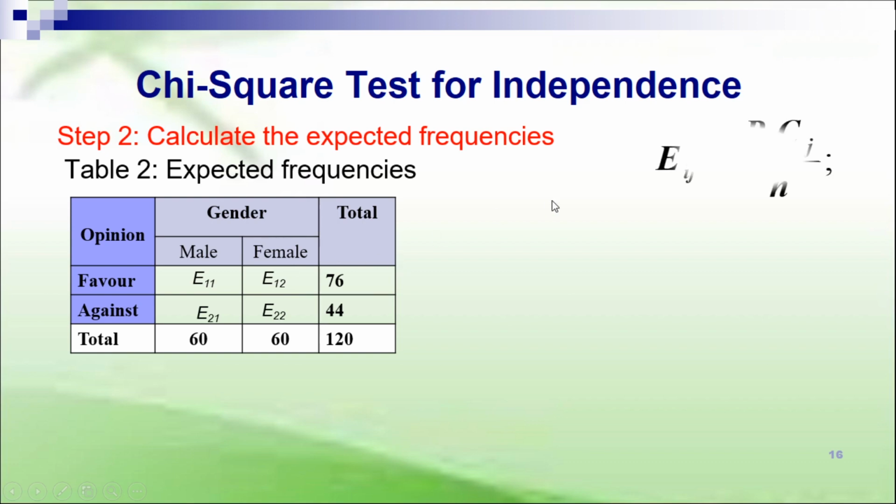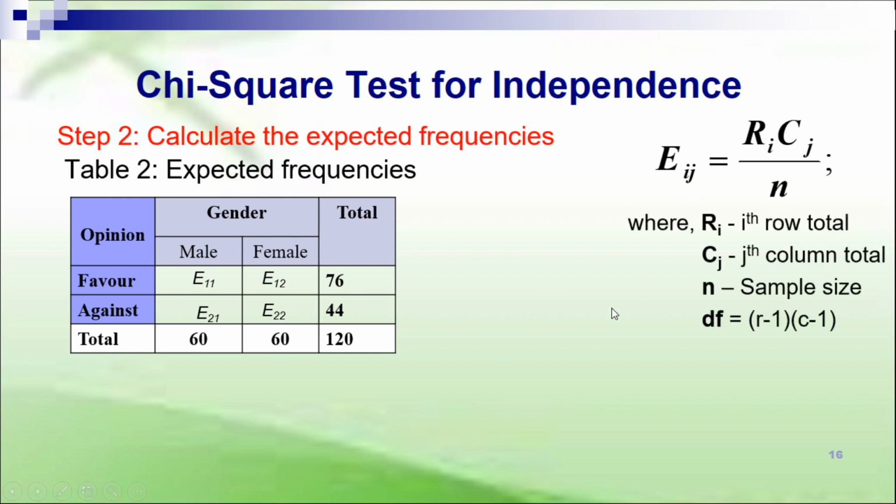Then see how you calculate E11. This is the general formula: Eij equals Ri times Cj divided by n, where the first value i indicates the row number and the second value j represents the column number. Then E11 is the first row total times the first column total divided by n. Here the first row total is 76, the first column total is 60, and the grand total is 120, the total number of people. Then the answer equals 38. Then E11 equals 38.